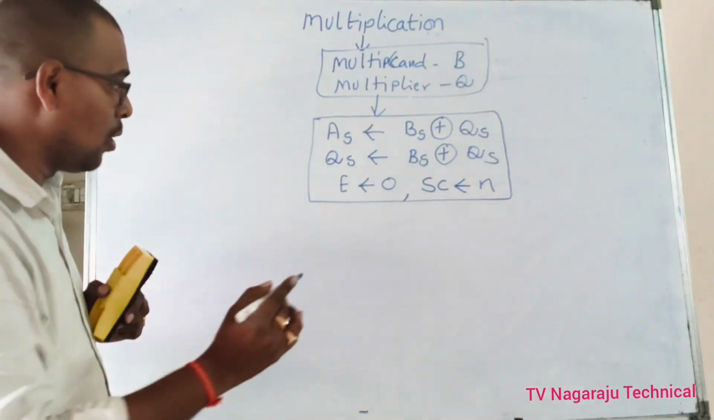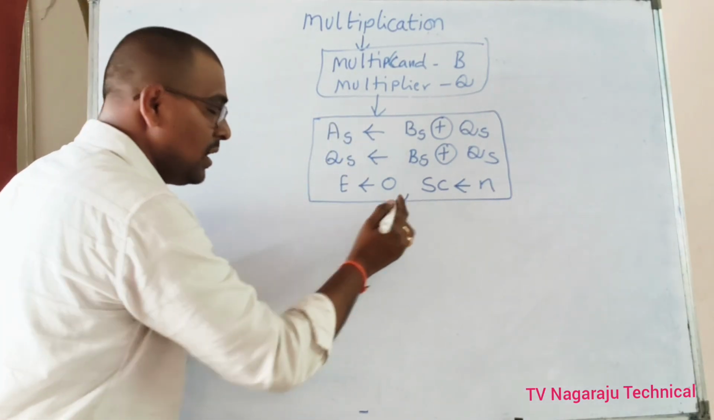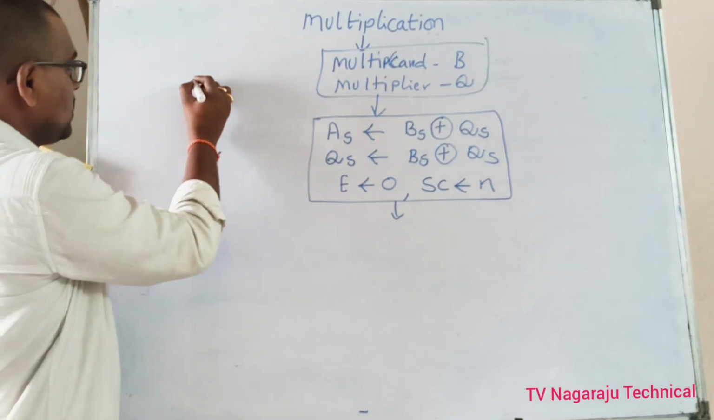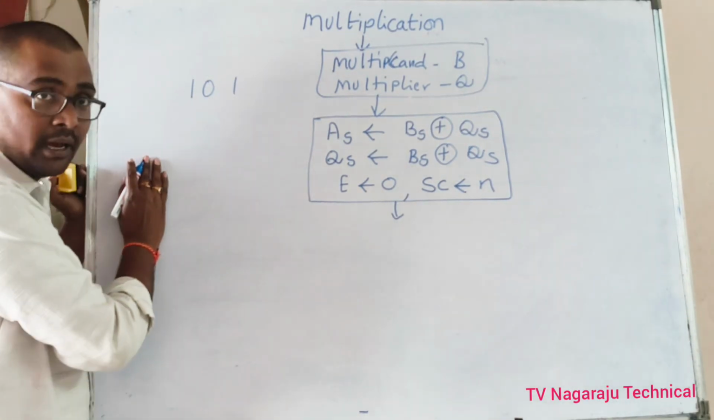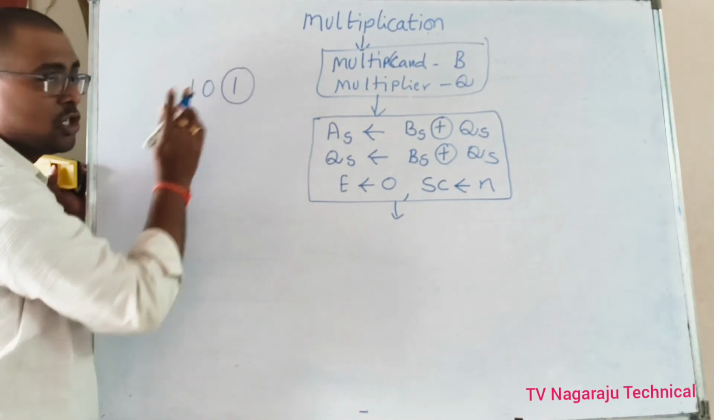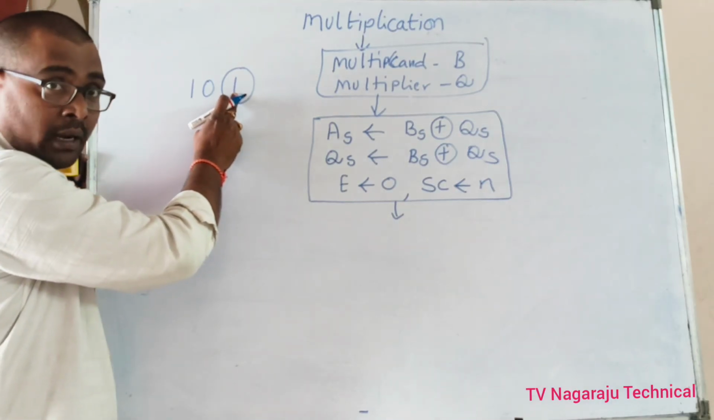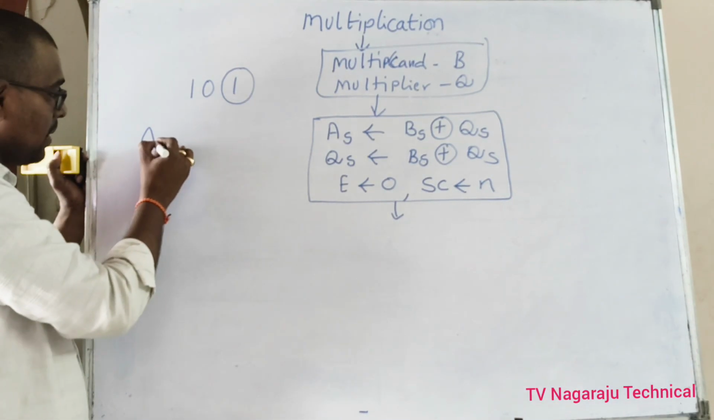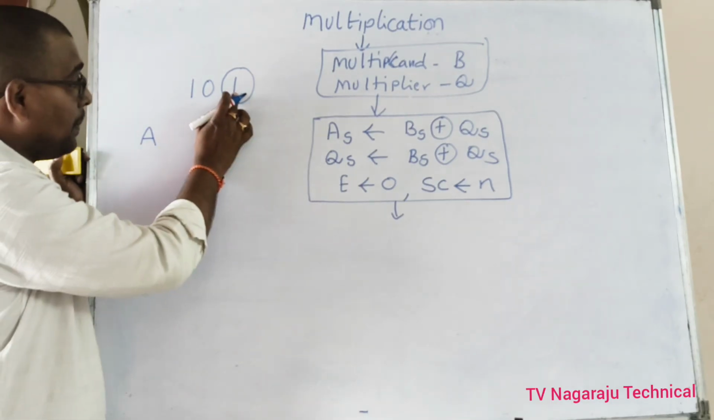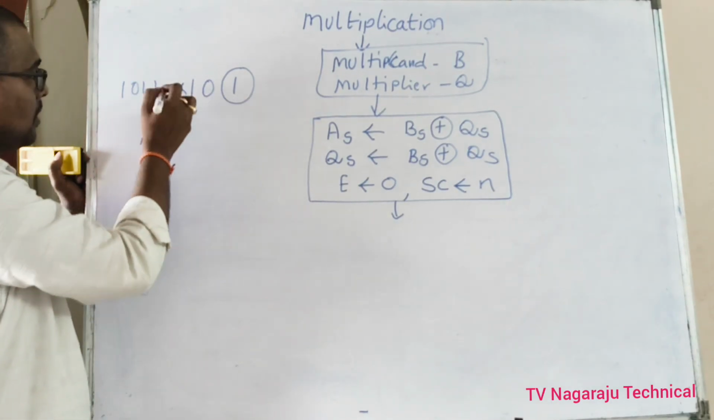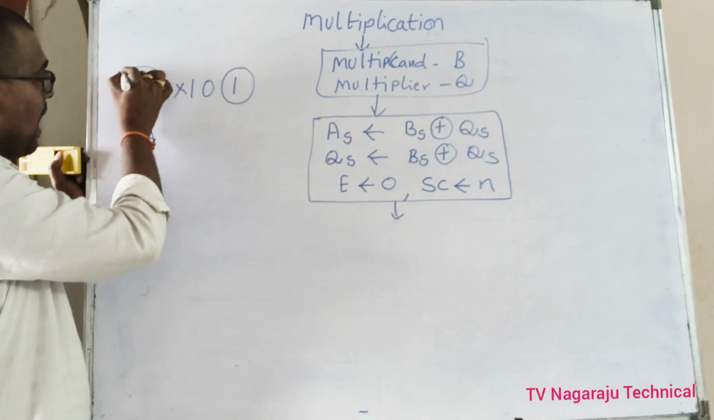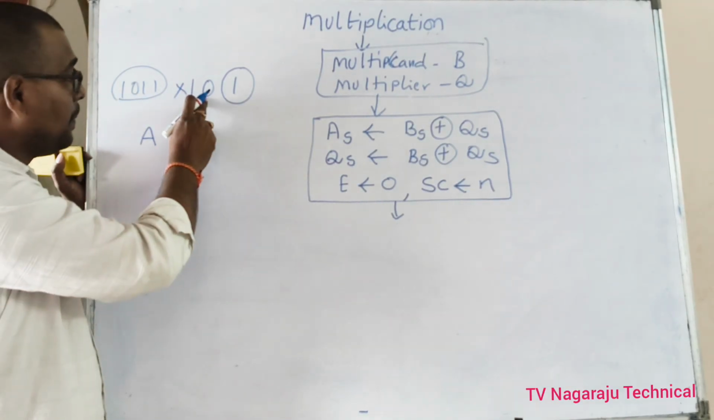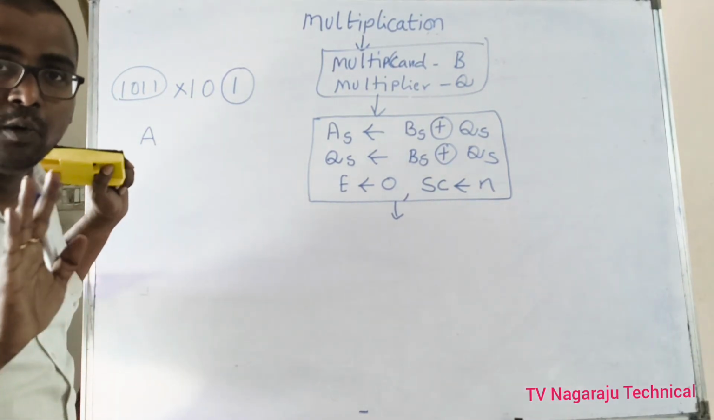Now, the most important thing when we are performing the operation: suppose this is the multiplier, we are checking the last bit. If the bit is 1, then we are adding the partial product. Suppose A is my partial product. If the bit is 1, we are adding the multiplicand to the partial product. If the bit is 0, no need to do anything.